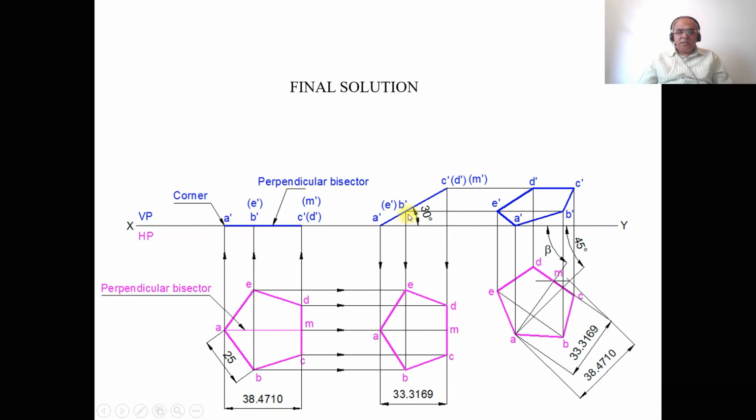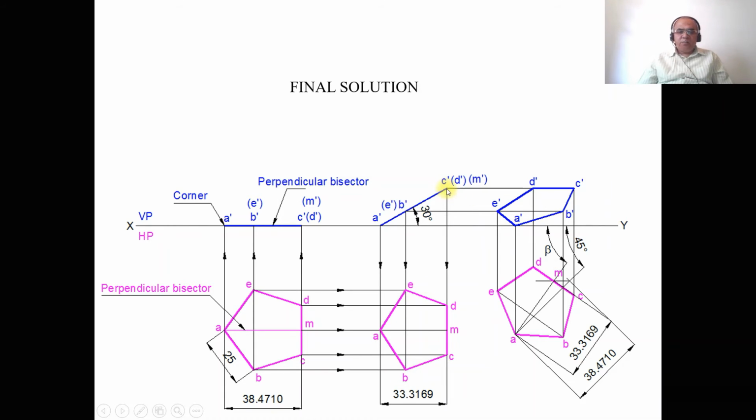Then draw a vertical thin projector line from B dash and A dash, and draw a horizontal projector from B and E of the first position top view, and these two lines will intersect at this point, and you mark this point as B and you mark this point as E.